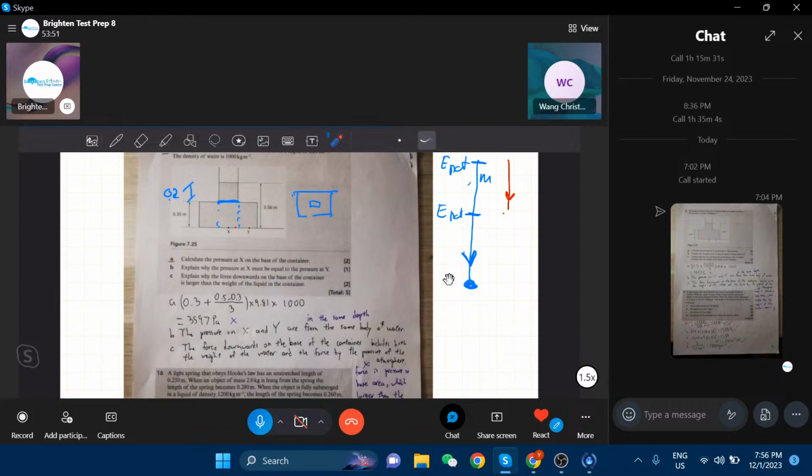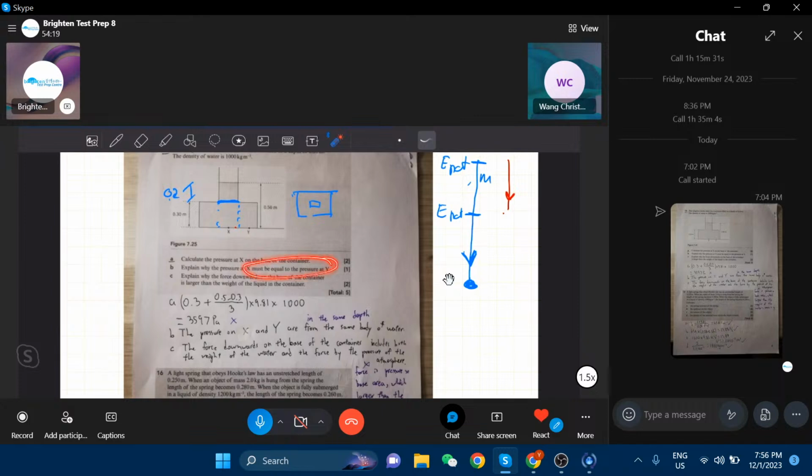Oh, okay. I see now what is going on. Okay. You know what, Chris? They make a simplification which is okay for the level. Okay, sorry, that's my bad. In that sense, they ask for the pressure at X, but they say the pressure at X must be equal to the pressure at Y, right?